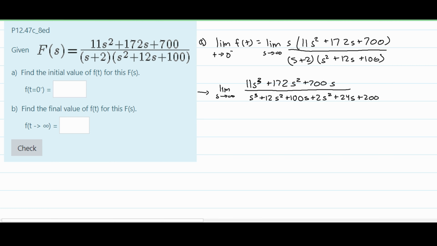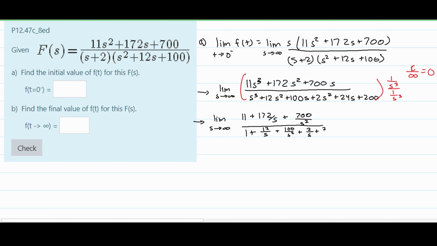Now, given this, we know if we have something over infinity, if it's a constant, we'll just label this as c. If we have a constant over infinity, it's equal to 0. Now, with this in mind, we can multiply both sides by 1 over s cubed. The reason why I chose s cubed is because it's the highest exponent in here. And so rewriting this now, we're going to get this as our equation.